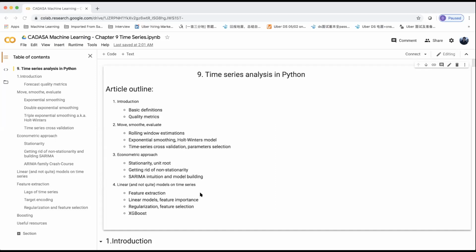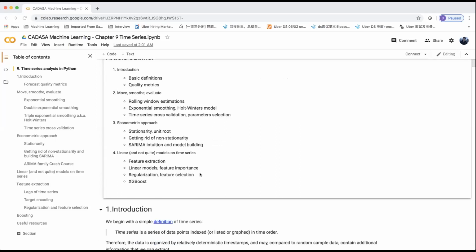The last part would be a trial to actually build a time series model, using feature extraction and a linear model, and some regularization for the feature selection. And the last part will be improvement. What if we just switch from linear regression to boosting? What kind of improvement can we get from that?